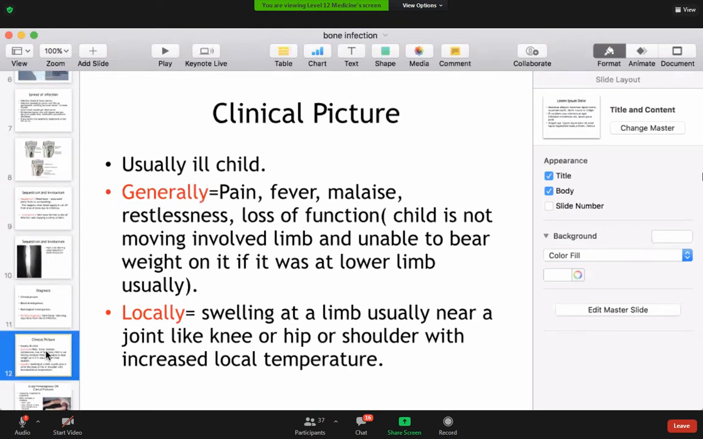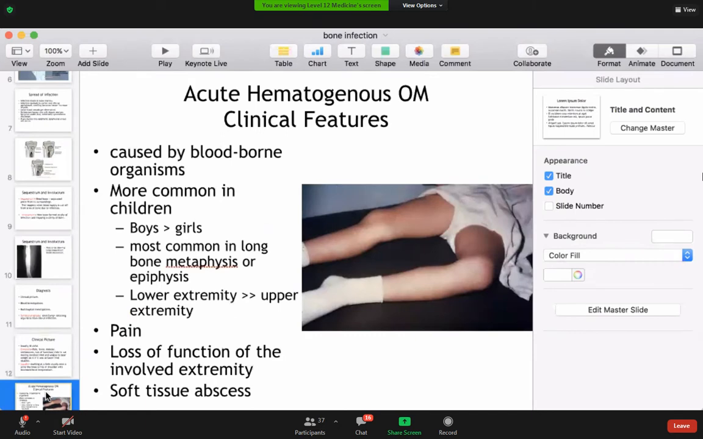So generally, pain, fever, malaise, restlessness, loss of function, inability to use a limb, local swelling, increase in temperature. Sometimes a patient will have a characteristic position like abduction and flexion, or external rotation and flexion of the hip. This indicates hip infection, osteomyelitis around the hip joint, or more commonly septic arthritis in the hip. This position causes relaxation of the hip capsule. Therefore, the patient will feel relieved in this position.